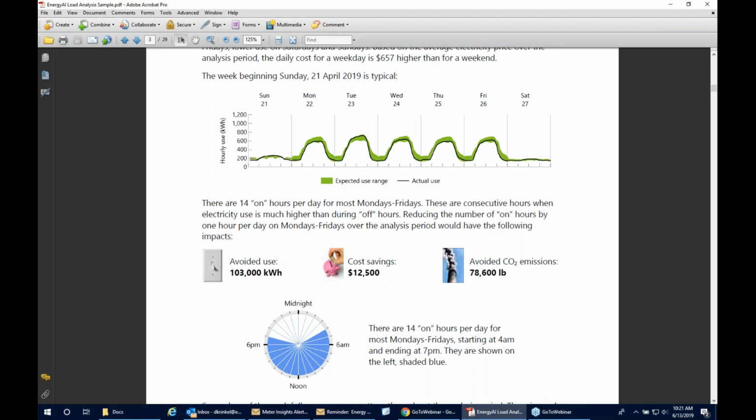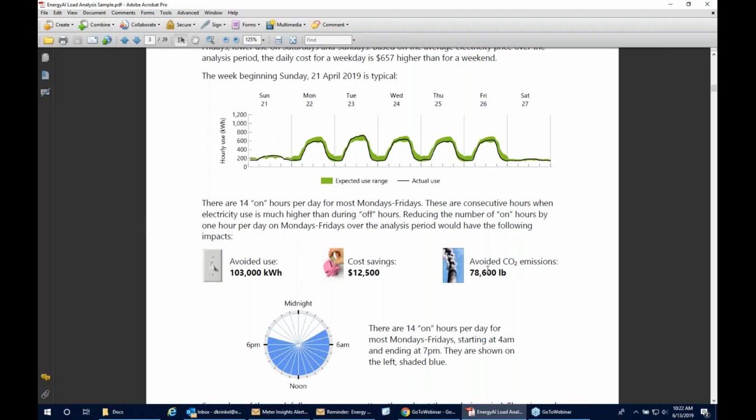It could be thermostat settings, other lighting schedules, whatnot. So here we see there are typically 14 on hours starting at 4 a.m. Now this may not be, again, unusual. We're showing what we're showing here, the savings. We're saying now, if this is too long, if your operations are in fact shorter than this, here's how much you would save if they could be shortened by 1 hour.